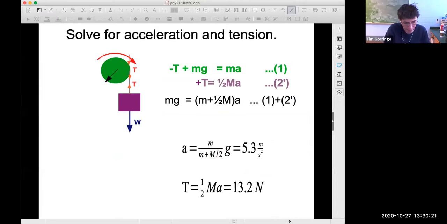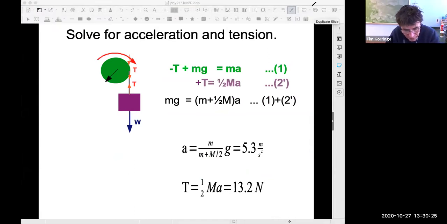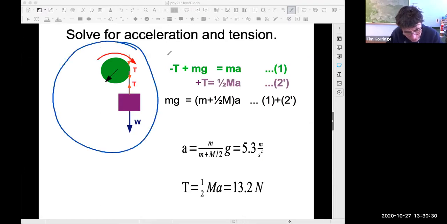Here I'm going to do that. So on this slide, again, I'm partly just recycling the old picture of what's going on. And here are the two equations that we had developed from our understanding of translational and rotational motion of the bucket and the pulley. We want to solve these two equations that contain two unknowns, t and a, for the a and for the t.